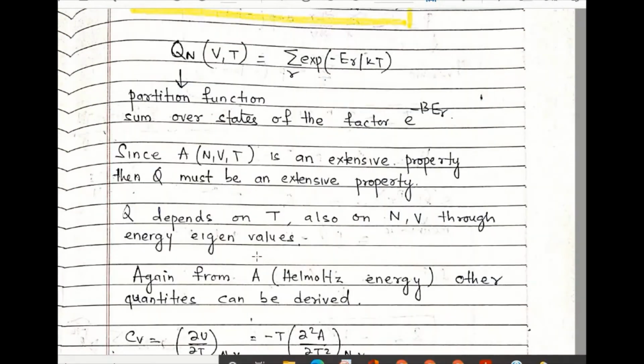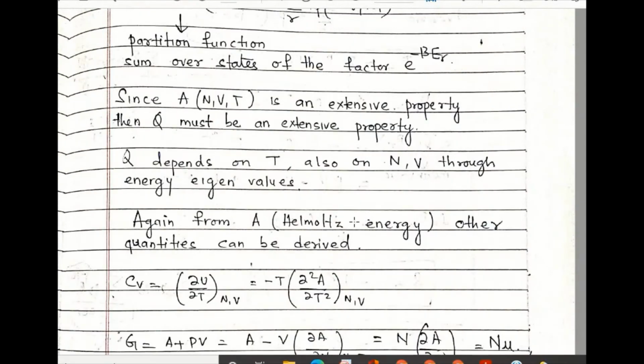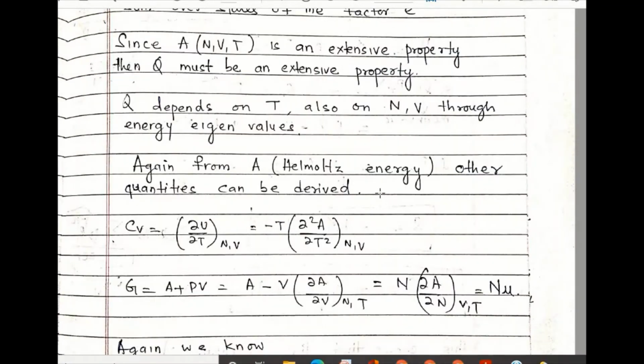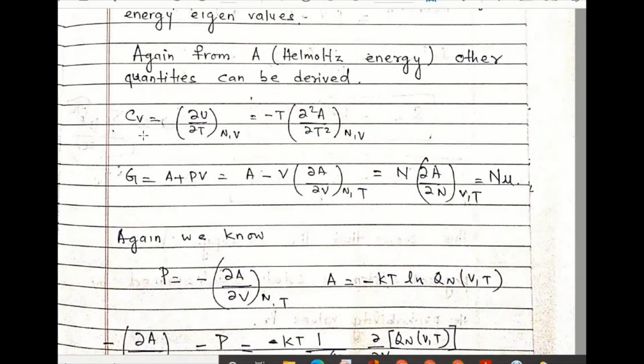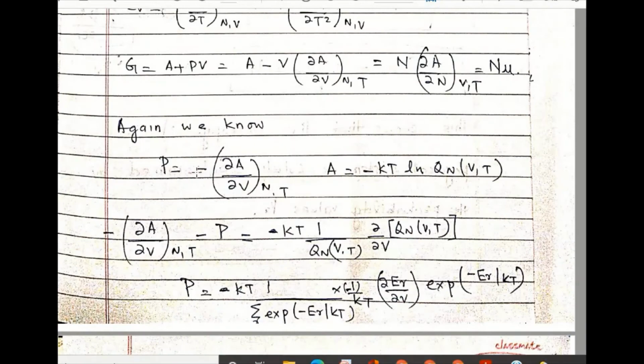Now with this we will move to derive certain basic thermodynamic quantities. Since A, that is Helmholtz energy, is known, other quantities can be derived. So Cp, Cv can be derived. G is what? A plus PV. So G can be derived. Again we know P is minus dou A by dou V at constant T. So again A is minus kT ln Q(V,T).